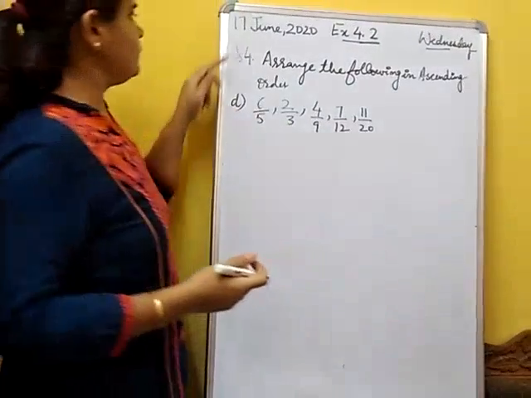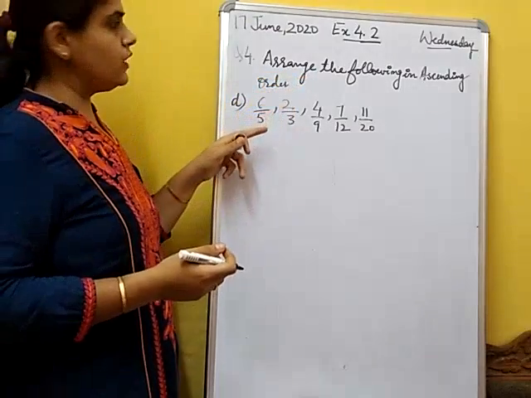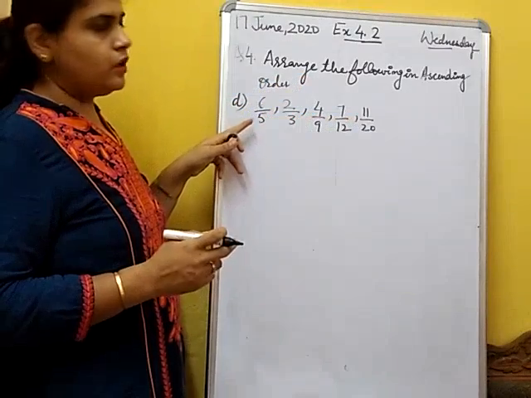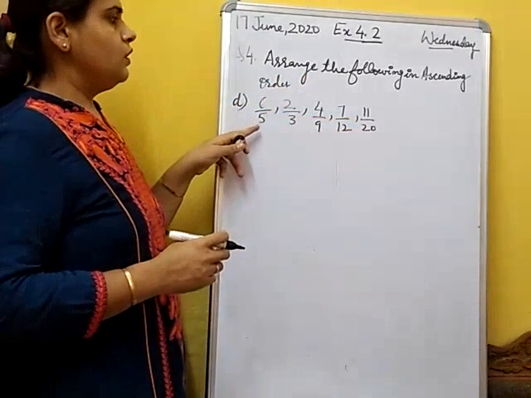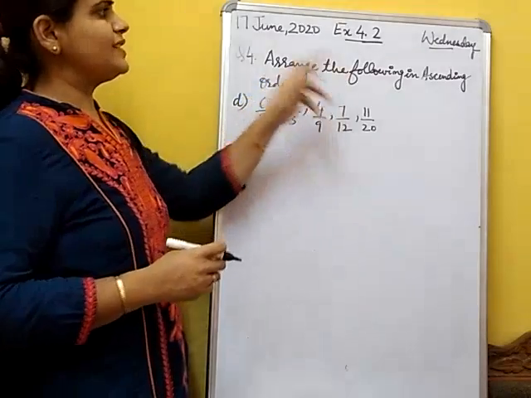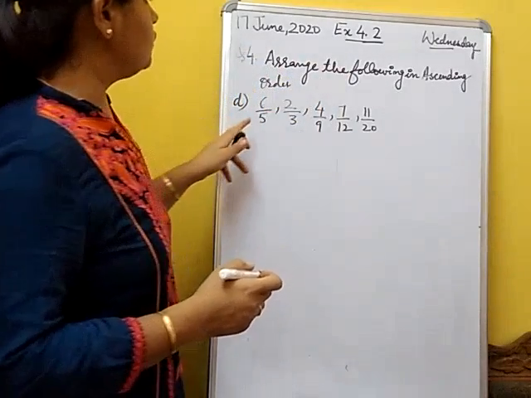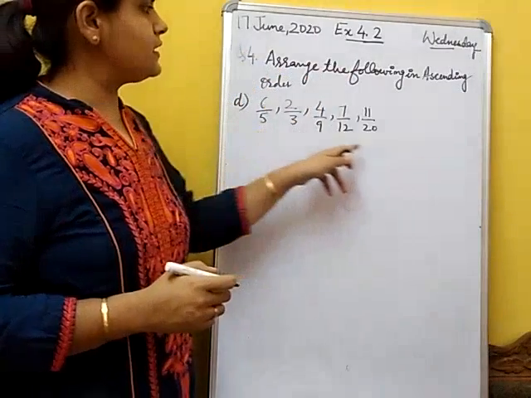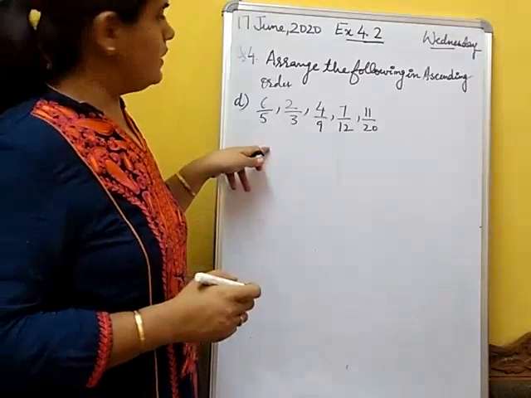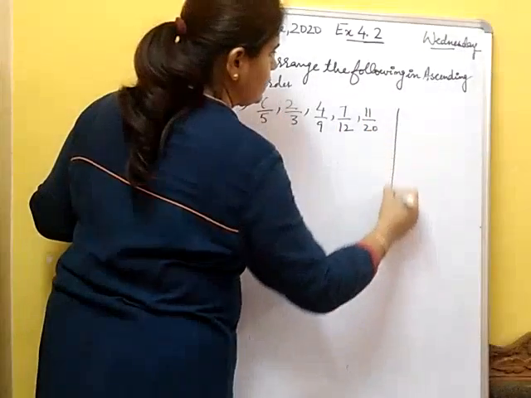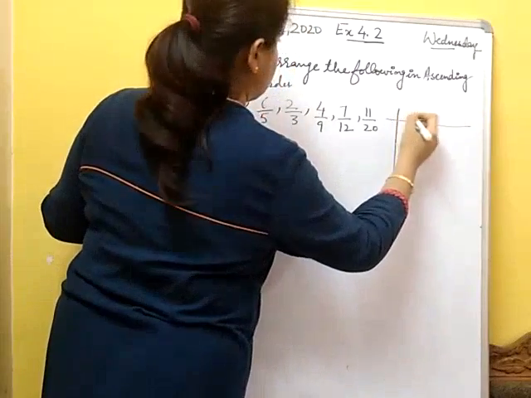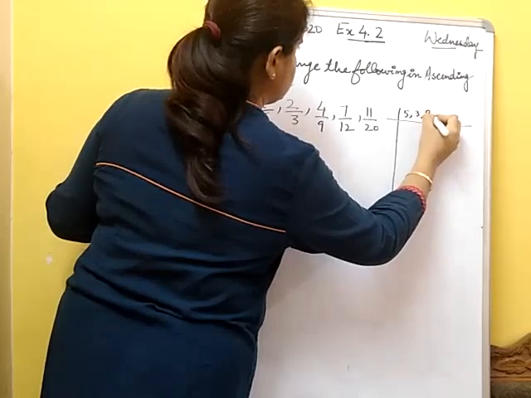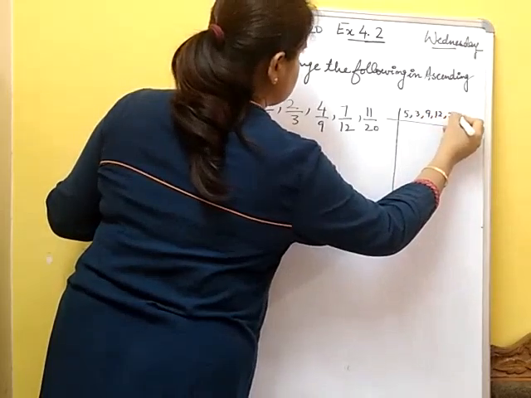Now question number 4, D part. You have to arrange the given unlike fractions in ascending order. So what we will do, we will make these like fractions by taking the LCM and making the denominator the same. So the denominators are 5, 3, 9, 12 and 20.